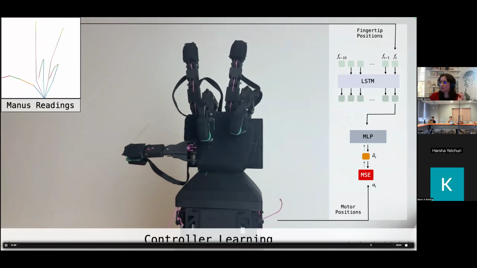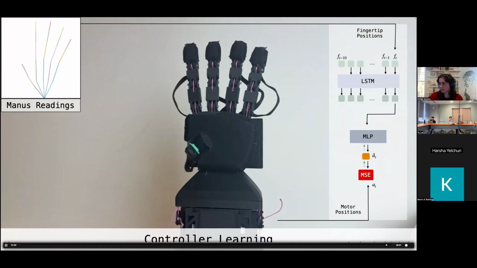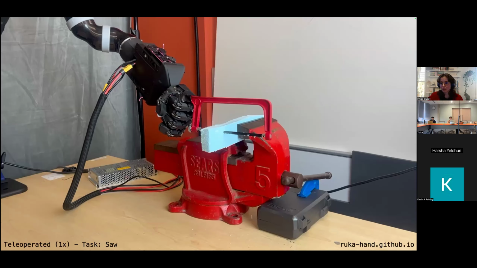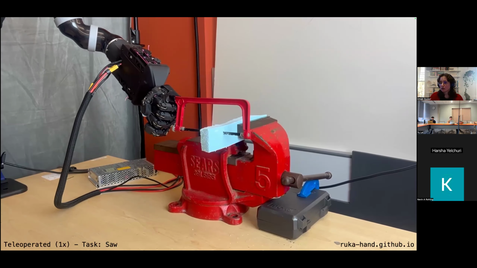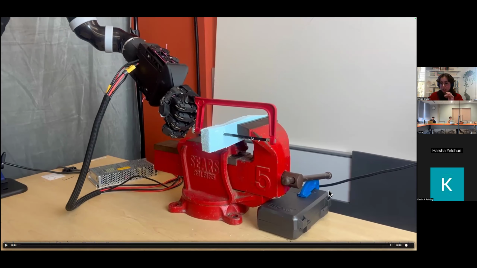Then we train a sequential model, a very simple 1 million parameter LSTM that takes as input the past fingertip positions and the past desired fingertip positions, and then predicts the motor position to get there. We train this controller per finger, and we supervise the whole thing with MSE loss on the actions. This gave pretty accurate controllers.